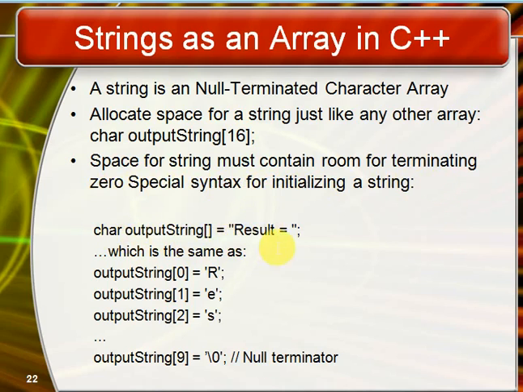Special syntax for initializing a string is that the result is a string value that is stored in this character array, which is the same as the name of the array, and at the 0 location of this array R will get stored. At the first location E will be stored, at the second location S, at the third location U, then L and then T, and the last value in a string will be the null character, that is \0. It's a null character or null terminator.